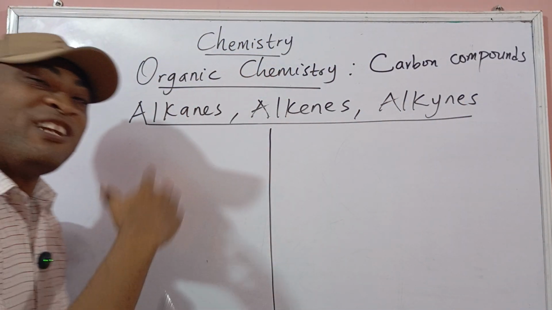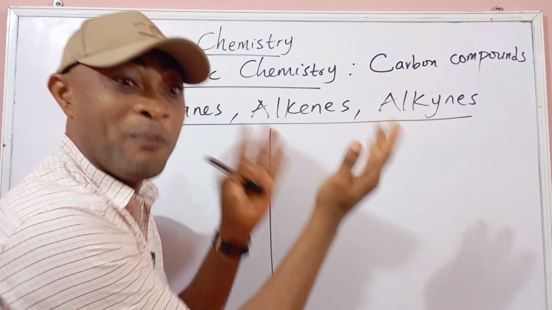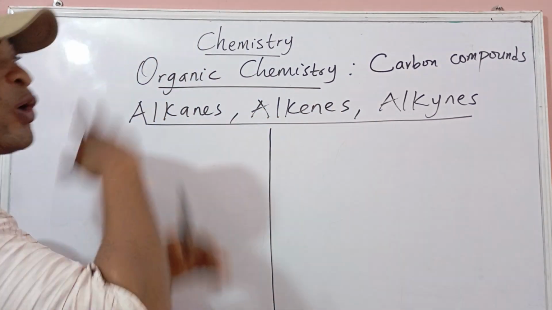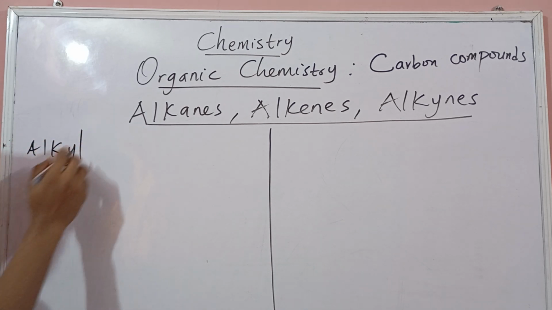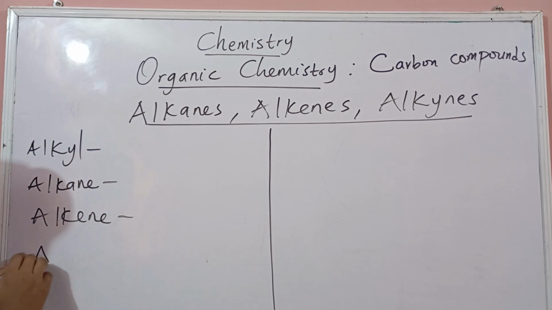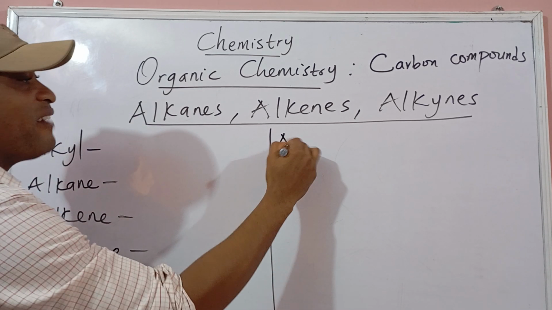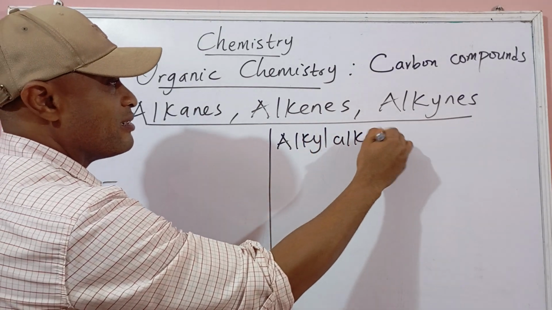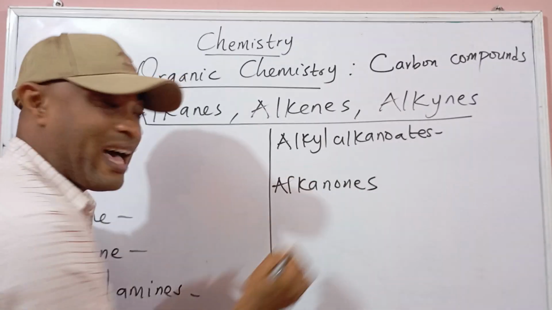Now, in organic chemistry, there are different groups. It is not just alkanes, alkenes, and alkynes. Though the major ones, from these we get others. But you must understand that there are so many groups under organic chemistry. Let's start even with the alkyl group. We have alkyl. We have alkanes. We have alkenes. We have alkynes. We have alkyl amines. We have alkyl amides. We have alkyl alkanoates. We have alkanones, and so on.